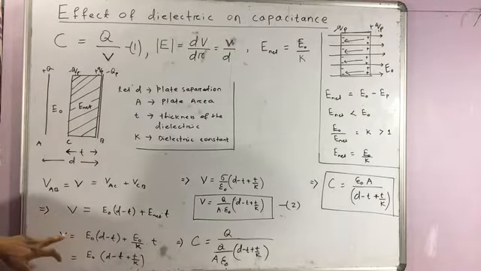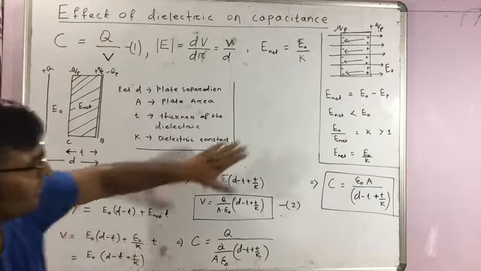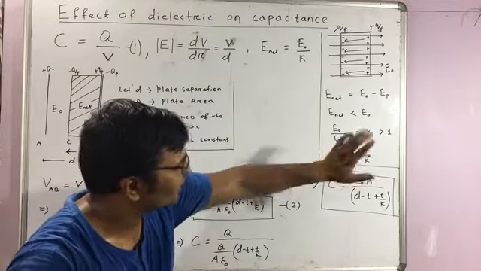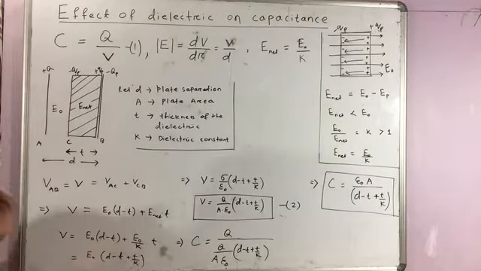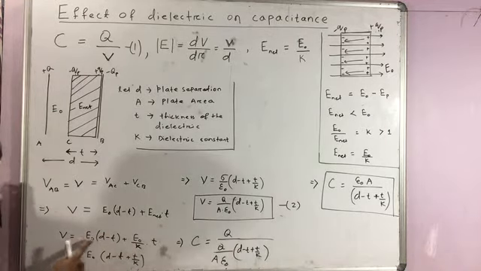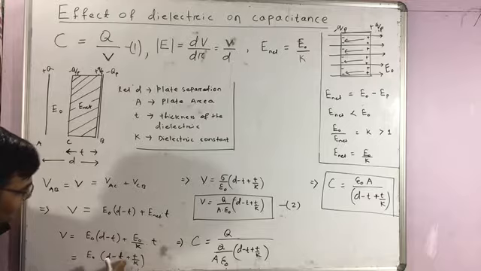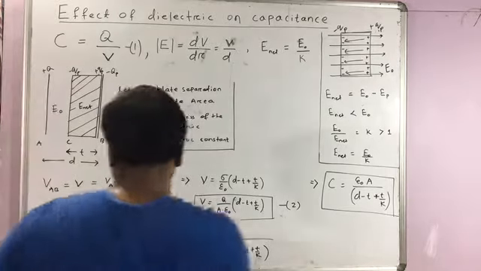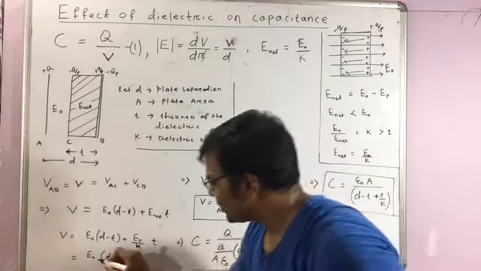Now coming to your V, we can substitute for E net. Here I have already derived that E net is equal to E naught by K. I have just substituted E net in this expression. Now from these two expressions, E naught is a constant, so I took it out. So your expression will be E naught whole into D minus T plus T by K. So V is given by E naught into D minus T plus T by K. And you know what E naught is?